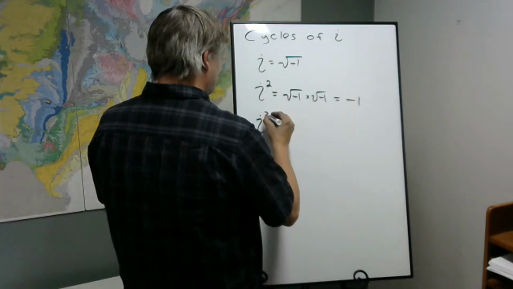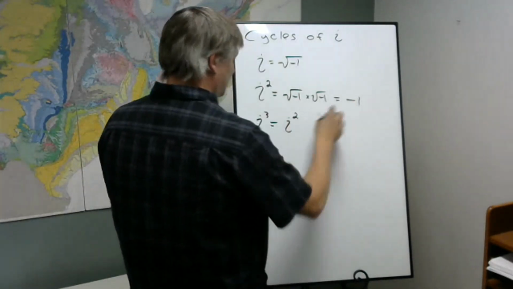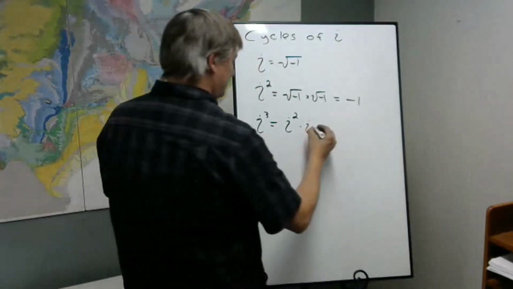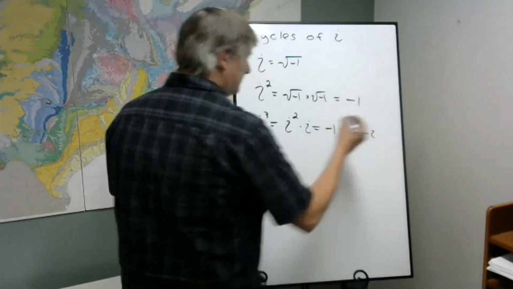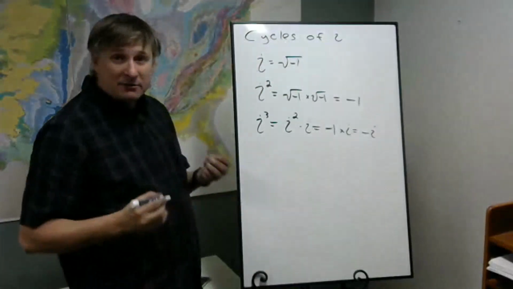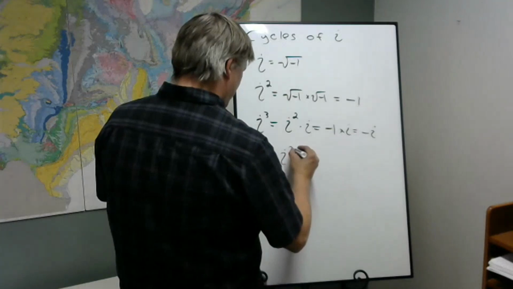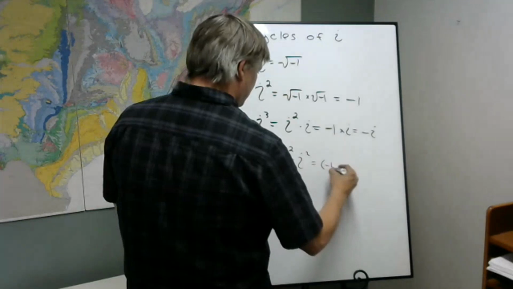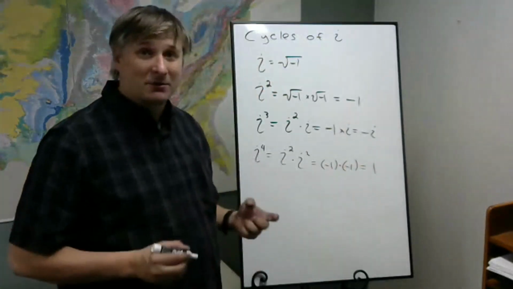Now, I cubed will be I squared, which is minus 1, times I, or minus I. Now, I to the fourth, well, this is I squared times I squared, or negative 1 times negative 1, and that comes out to positive 1.